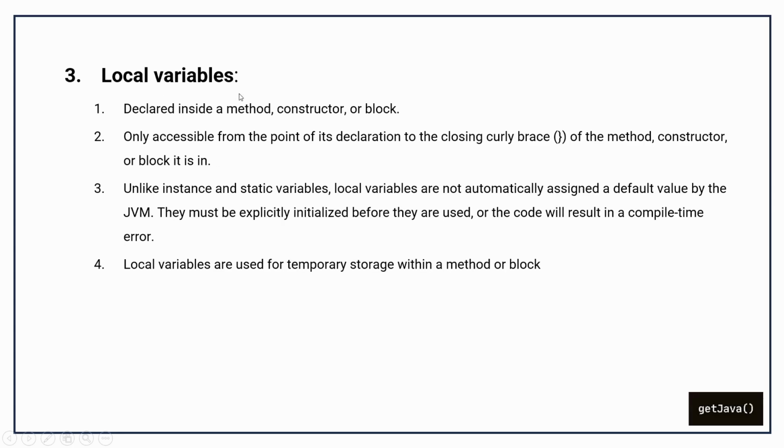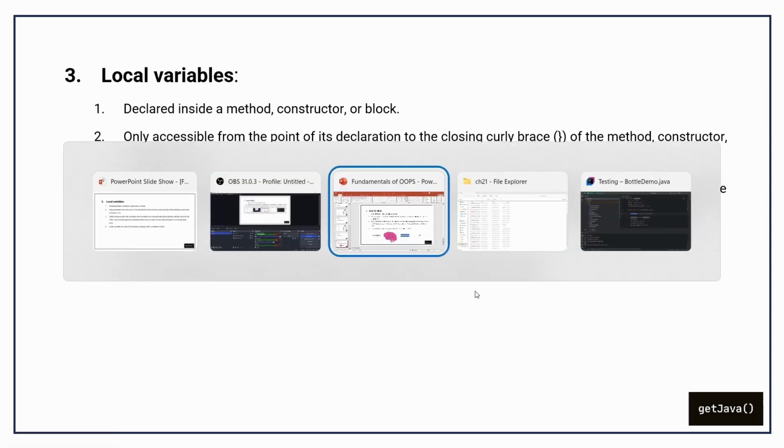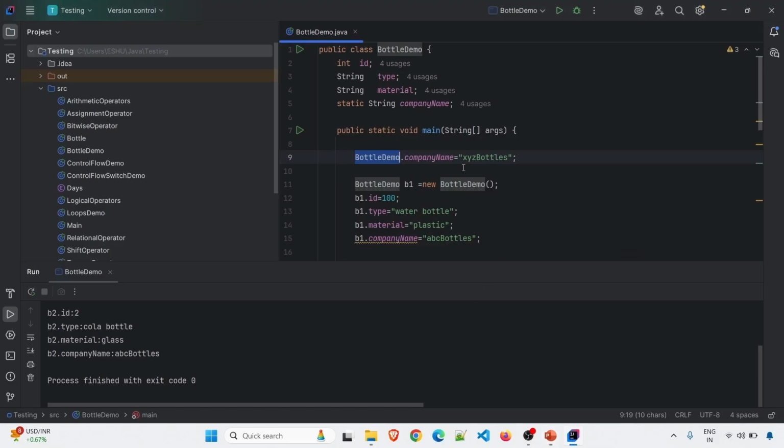So what are local variables? Declared inside a method, constructor or block. Local variables are nothing but variables which are declared inside a method, constructor or block. We will see an example for this in a while. They are only accessible from the point of their declaration to the closing curly braces of the method, constructor or block they are in. What it means, I'll show you with an example.